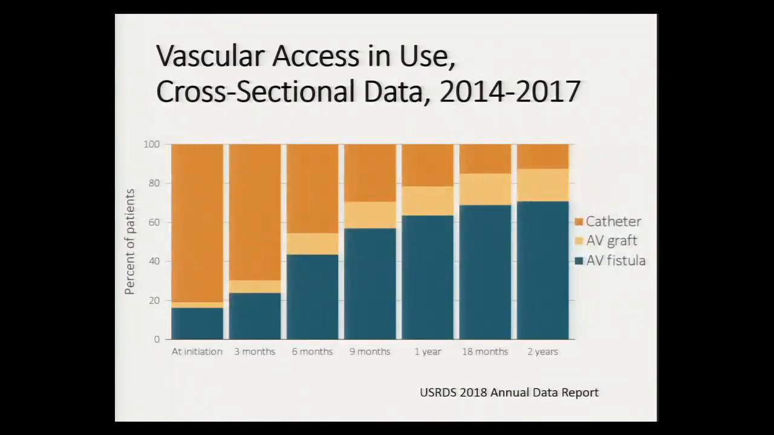Despite all these efforts, unfortunately, this is national data from last year. 80% of patients start dialysis with a catheter. So that's a pretty terrible number. And the reasons are multiple: late referral to the surgeon, failure to mature, patient's reluctance to undergo surgery, and so on. But by 2 years, it's almost 70% that have a functioning AV fistula. This is just access in use.